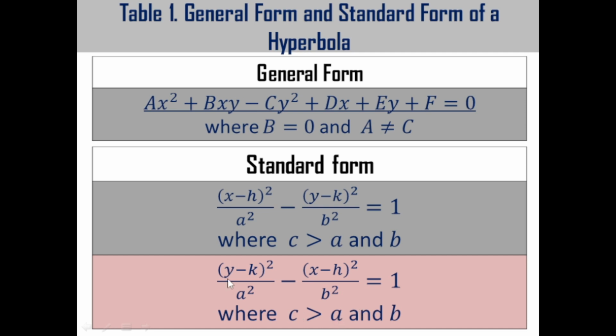And then the other one, (y minus k) squared over a squared minus (x minus h) squared over b squared equal to 1. Okay? So, remember, our c is bigger than a and b.